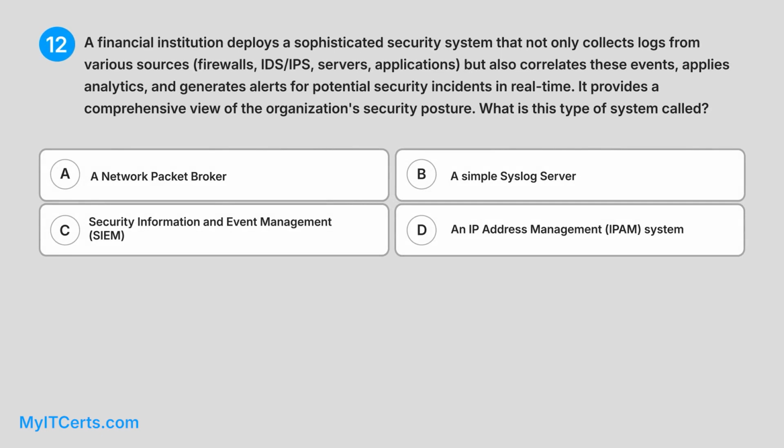12. A financial institution deploys a sophisticated security system that not only collects logs from various sources, firewalls, IDS, IPS, servers, applications, but also correlates these events, applies analytics, and generates alerts for potential security incidents in real time. It provides a comprehensive view of the organization's security posture. What is this type of system called?